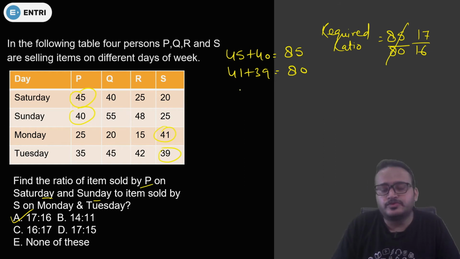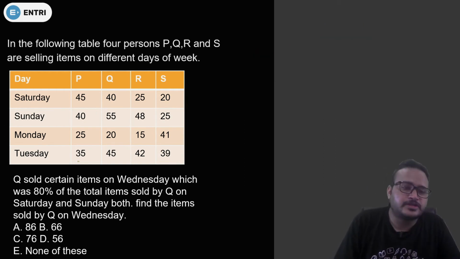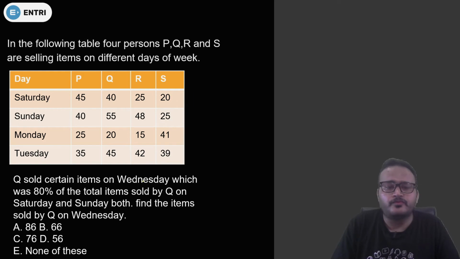Okay, let's move to the next question. So this is the next question, guys. Q sold certain items on Wednesday. Okay, so guys, we don't have the data of the Wednesday, but in the question some information is given with which we can find the data of Wednesday. Okay, data of Wednesday only. So guys, how can we find it?